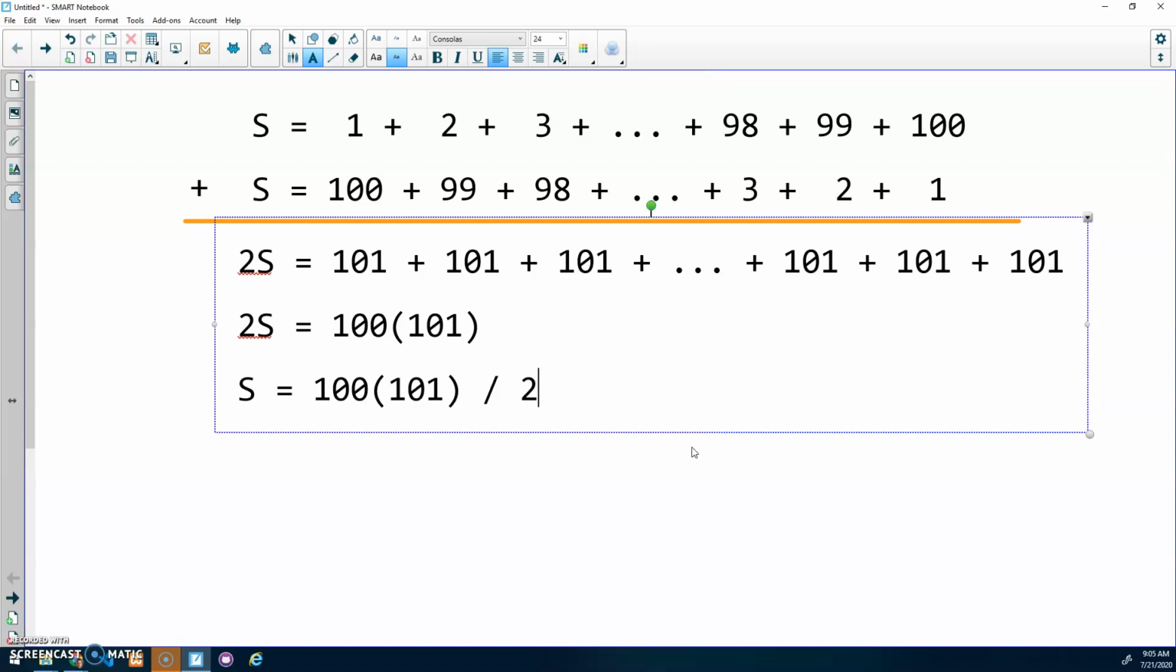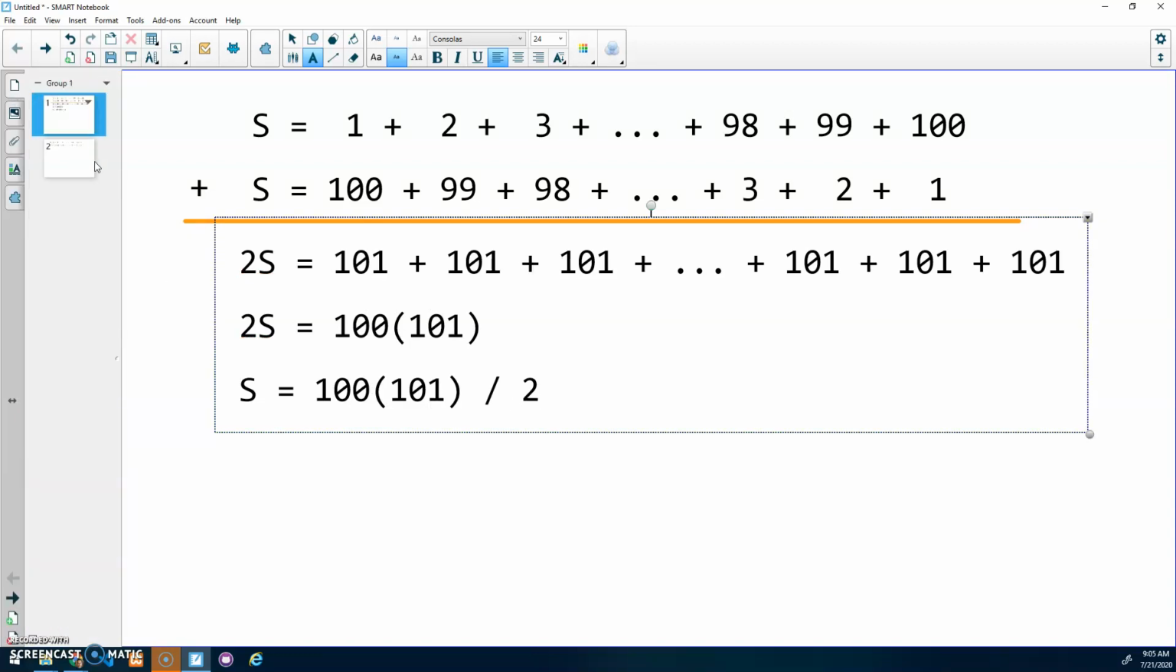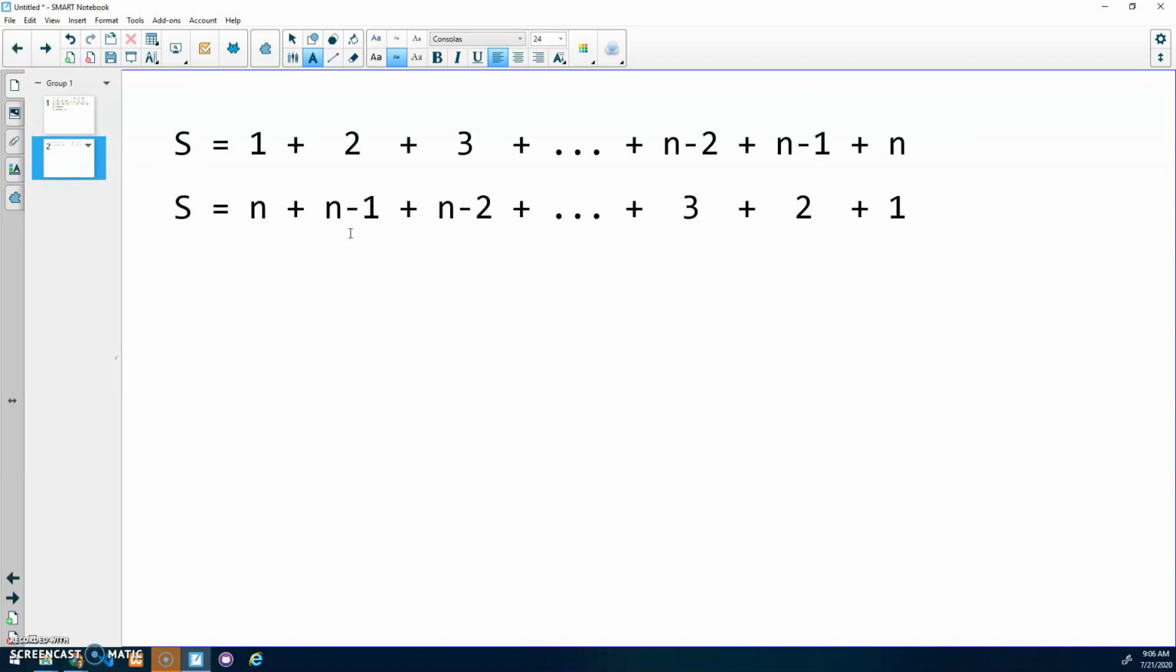That's how quick he did it. He didn't have to do all these sums. He turned it into multiplication and division. Okay, that's pretty cool. Just pause for a moment there and just be like, wow. Okay, good pause. All right, now let's abstract it a little bit, and then we're going to do the same thing.